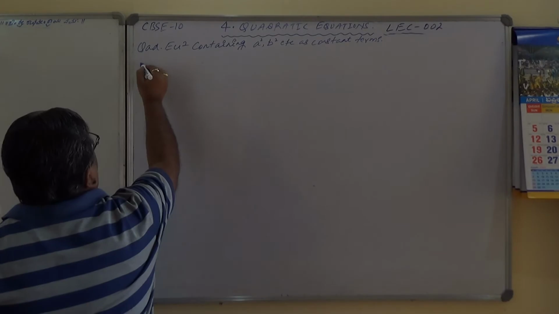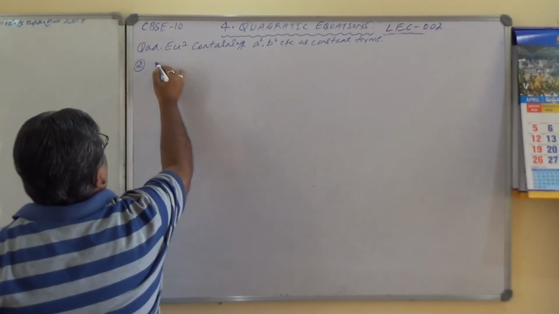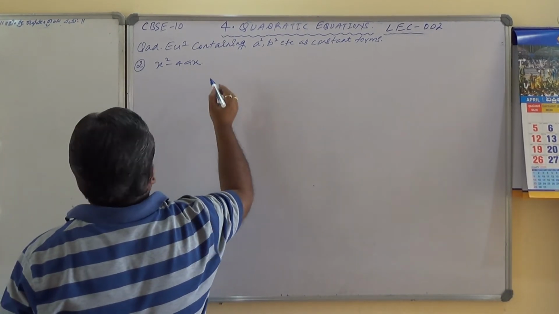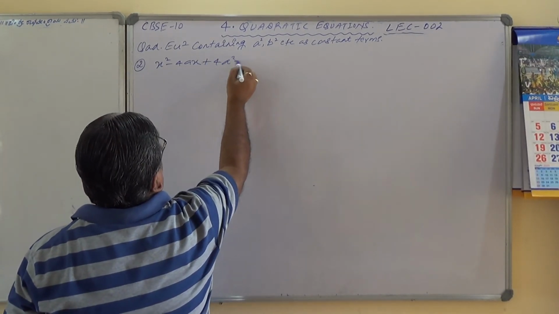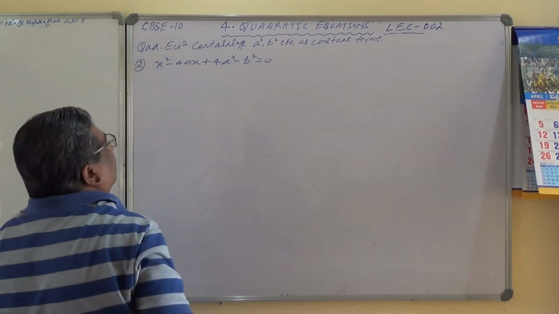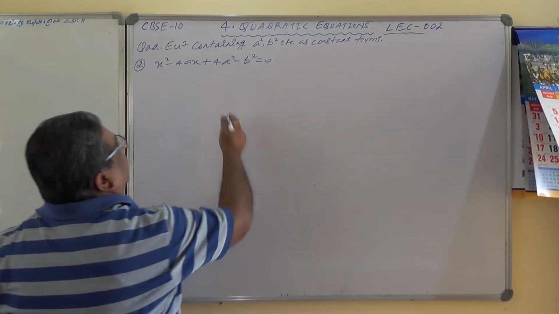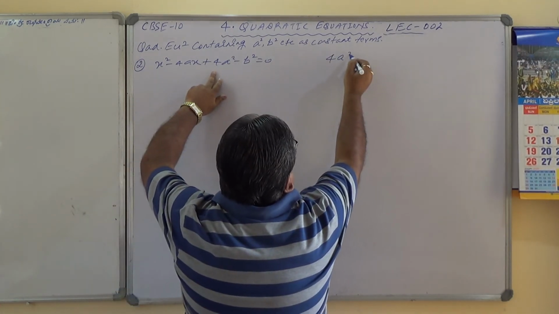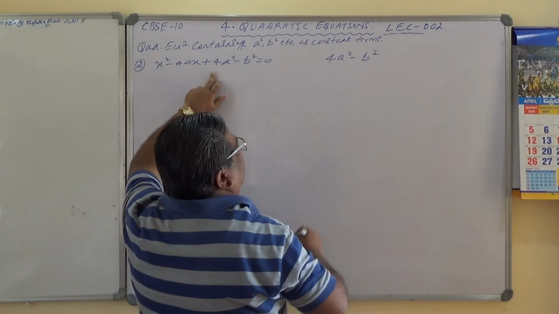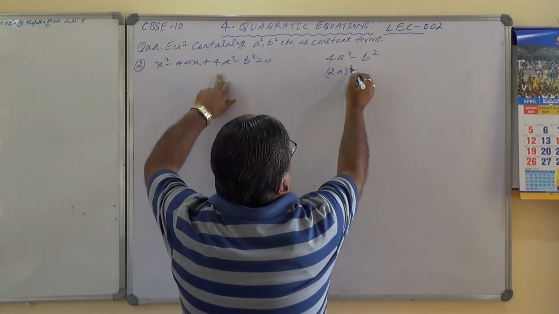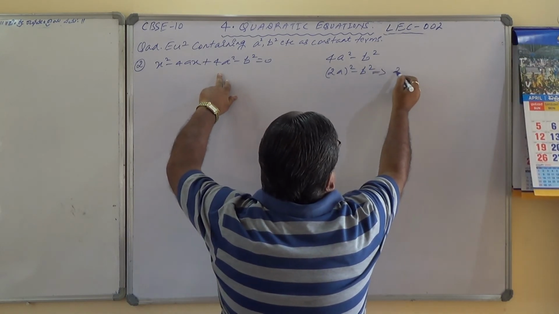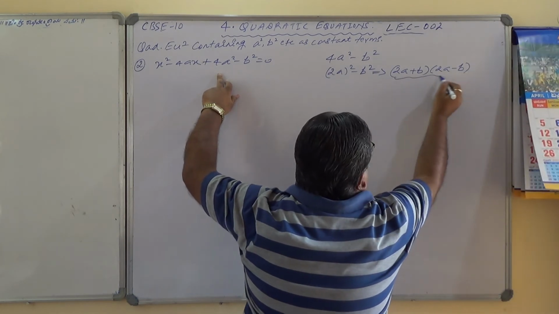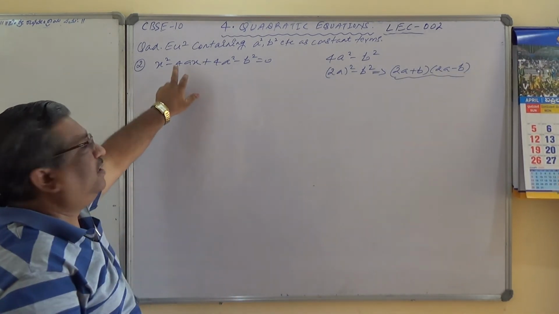Second one, x square minus 4ax plus 4a square minus b square equals 0. Here, see here, this is the constant 4a square minus b square. 4a square minus b square is the constant. This can be written as 2a the whole square minus b square, which implies 2a plus b is one term and 2a minus b another term.